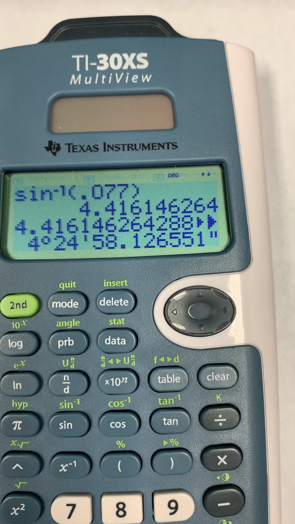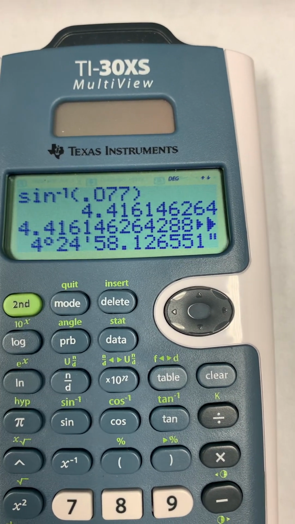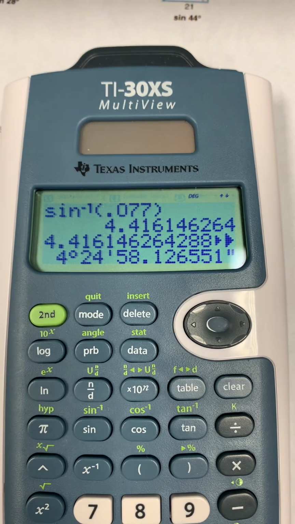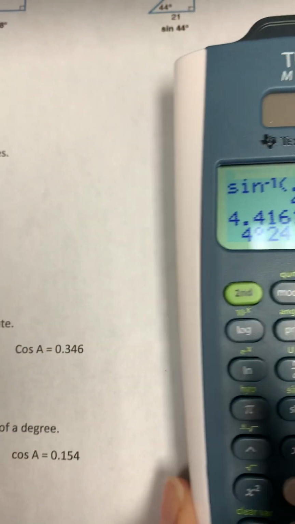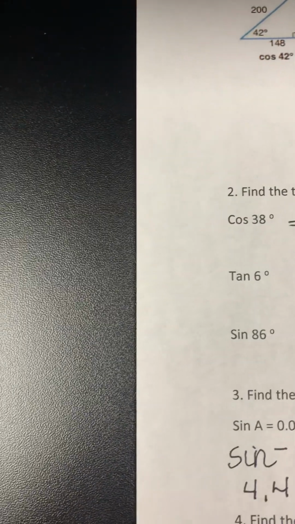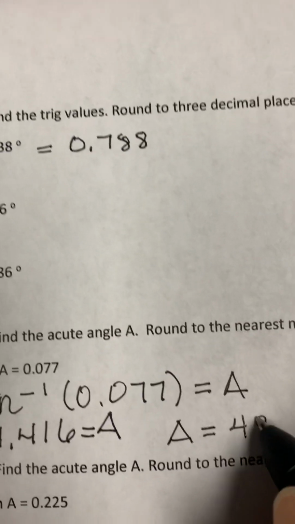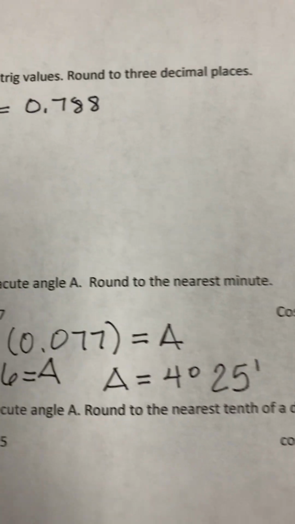Nearest minute, 58 seconds is almost another minute, because remember there's only 60 seconds in a minute, 60 minutes in a degree, just like seconds and minutes and hours. So we are going to write this as 4 degrees, 25 minutes.